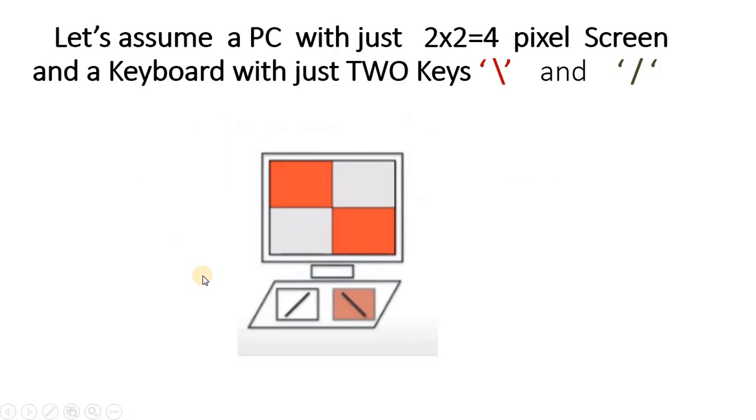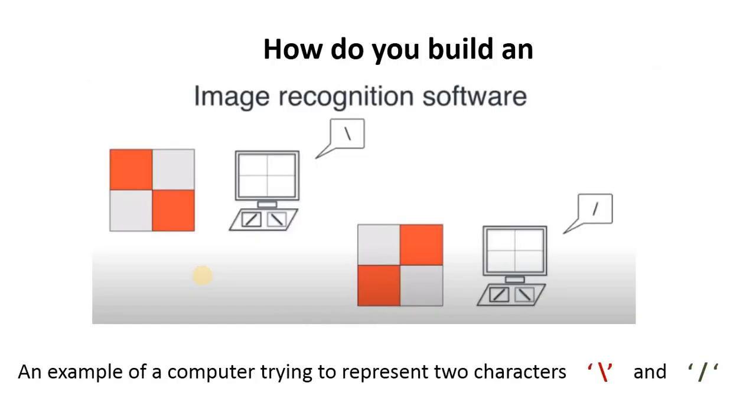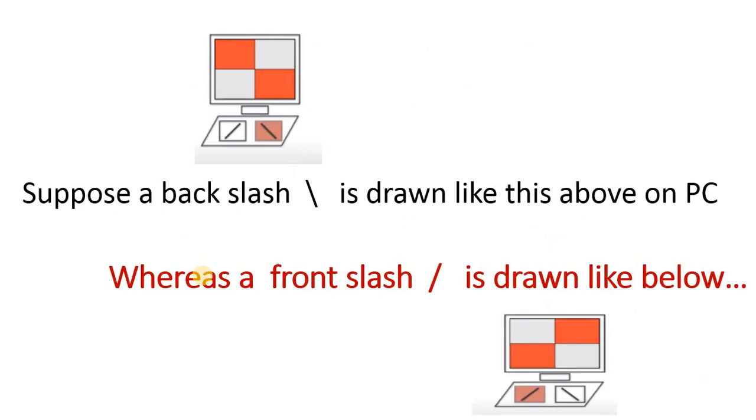Let us assume a PC with just 2 by 2, that's 4 pixels on its screen, and also assume that it has a keyboard with just 2 keys, the forward slash and the backward slash. Now, how do you build an image recognition software to detect these 2 keys using a screen which has 4 pixels? Suppose the backslash is drawn like this as shown above, and a forward slash is drawn like below.